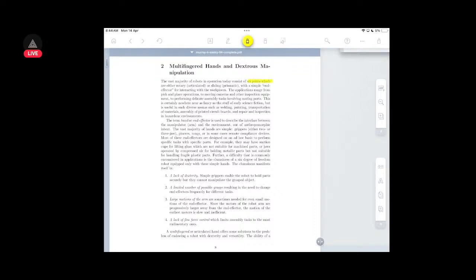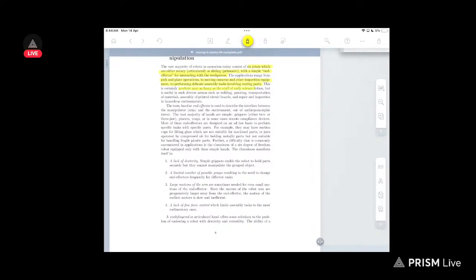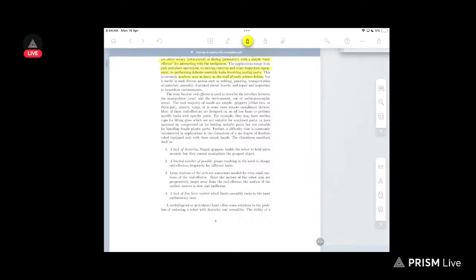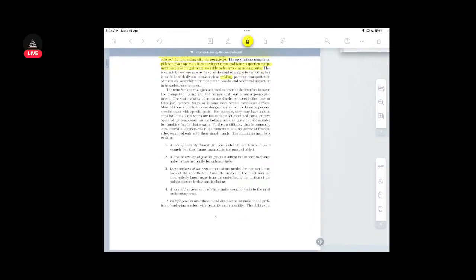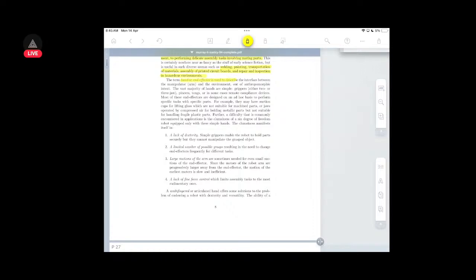So we currently use 6 joints which are either rotary, articulated, or sliding, prismatic, with a simple end effector for interacting with the workpieces. Applications range from pick and place operations to moving cameras and other inspection equipment to performing delicate assembly involving mating parts. There is nowhere near the fanciest stuff of early fiction, however. But welding, painting, transportation of material, assembly of printed circuit boards, repair, and inspection in a hazardous environment can all be done. So the term hand or end effector is used to describe the interface between the manipulator and the environment.